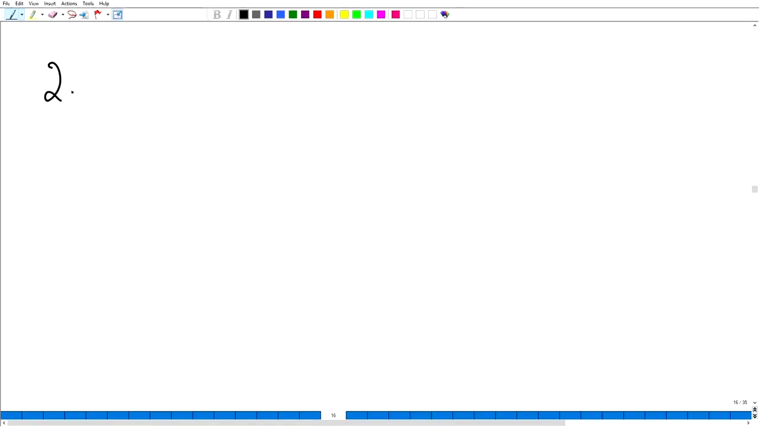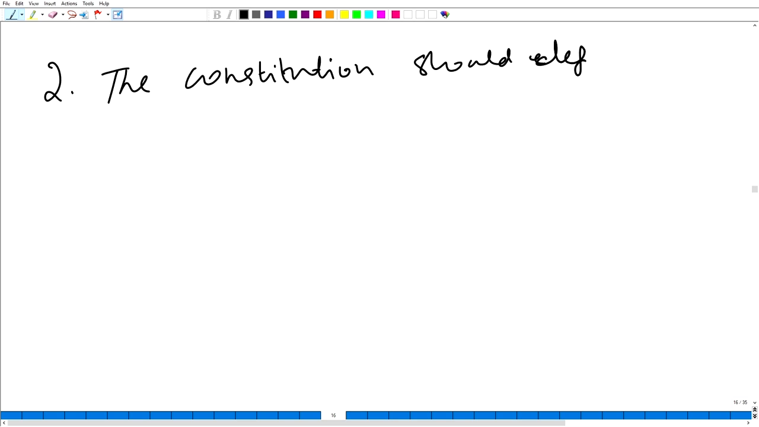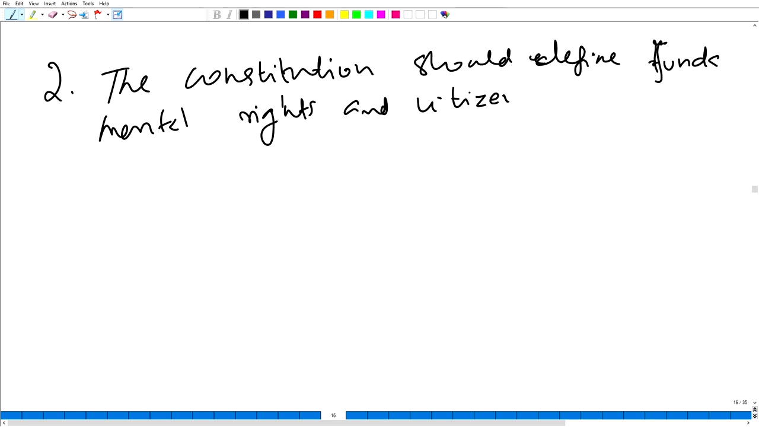India should have the same constitutional status in the British Empire as other dominions with the parliament having power to make laws, and India would come to be known as Commonwealth of India. This was the first proposal included in the report of Motilal Nehru. Secondly, the constitution should define fundamental rights and citizenship. This was the second proposal included in the Nehru report.